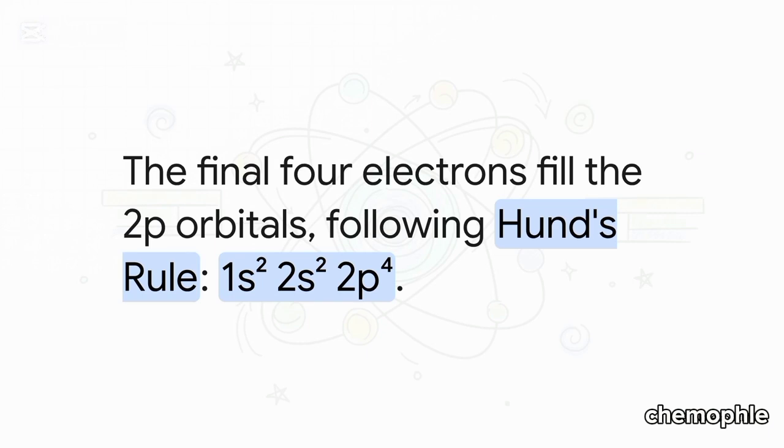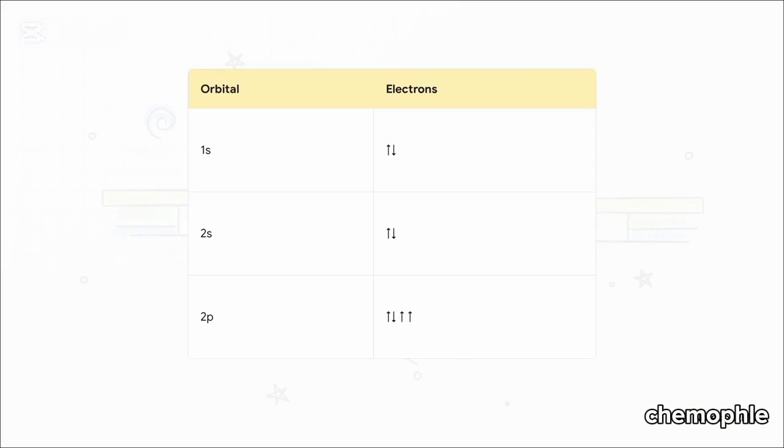The next level up is 2p, which has those 3 rooms. And this is where rule number 3, Hund's rule, is absolutely essential. The first 3 of our remaining electrons go one by one into each of the 3 empty p orbitals. Then, our very last 8th electron has no choice but to pair up in that first p orbital. And there you have it, the final result. This table shows the complete address for all 8 of oxygen's electrons. You can see the 1s and 2s orbitals are full, and in the 2p orbitals, you can literally see Hund's rule in action, with 2 of those electrons having their own private room.